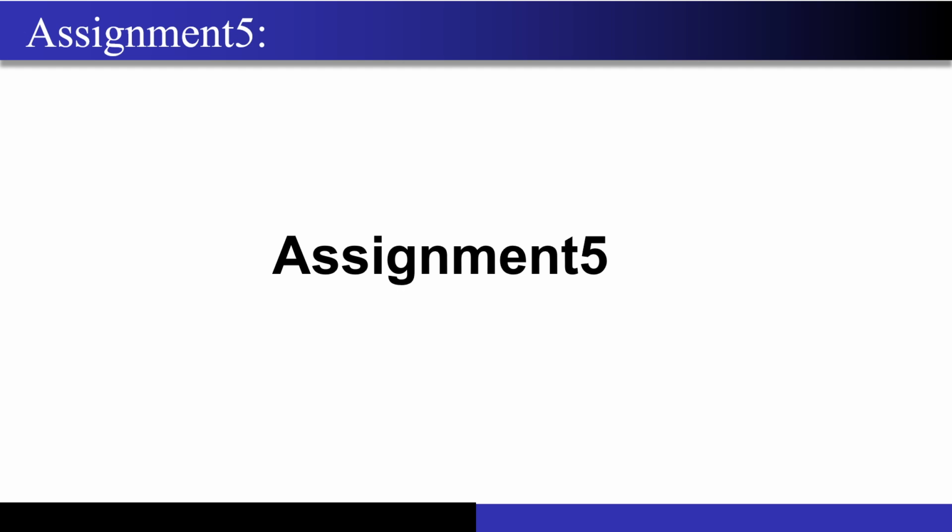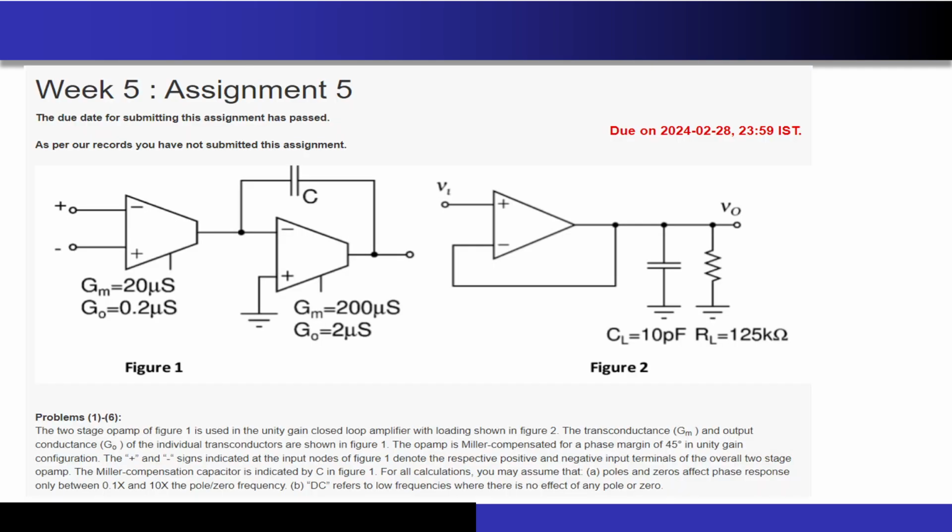Okay, great. I guess we can move on to assignment number 5 then. Again, assignment number 5 has the same kind of circuit, but in this one they asked a good question: to calculate the value of C to get a particular phase margin. That kind of question was not there previously. Now they are saying the op-amp is Miller compensated for a phase margin of 45 degrees in a unity gain configuration.